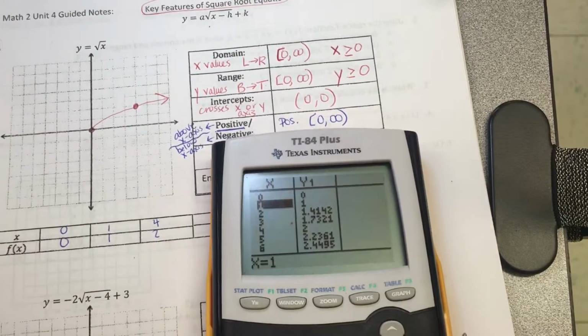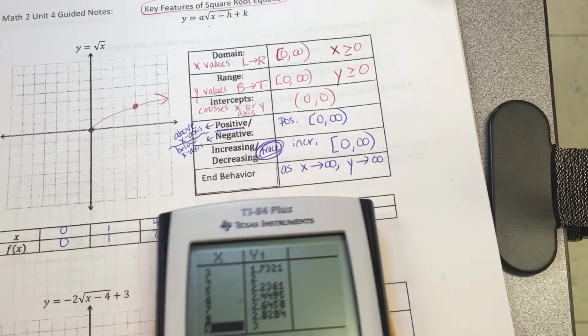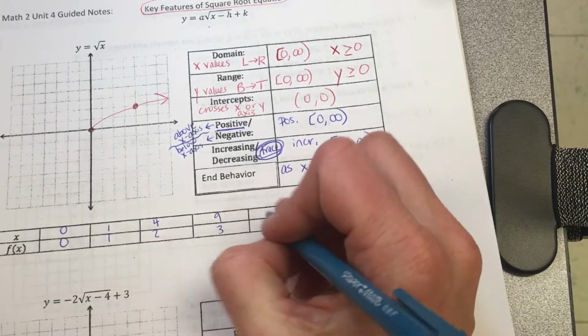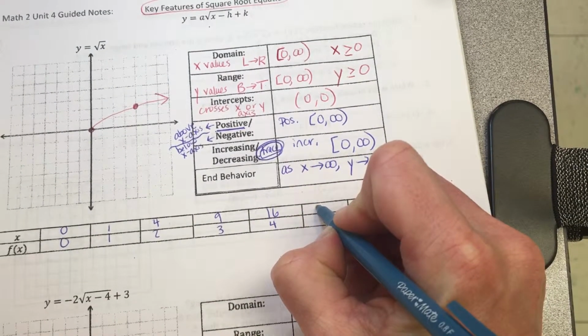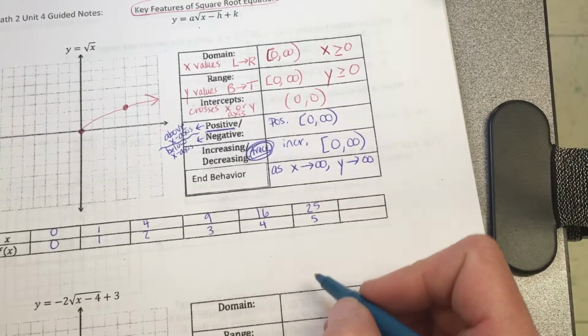And then you got to scroll down. What's the next one? 16. Then what? 25, 5. And the last one?